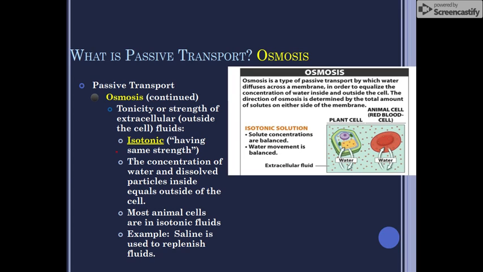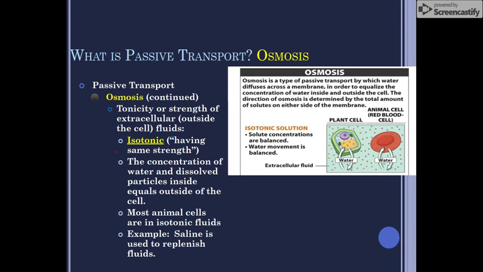Okay. So this is based on tonicity. The word tonicity refers to the concentration of those extracellular fluids. Okay, so we've got a couple of different terms that we'll look at here. So we've got isotonic. Iso means same. So here the concentration outside of the cell is the same as inside of the cell.